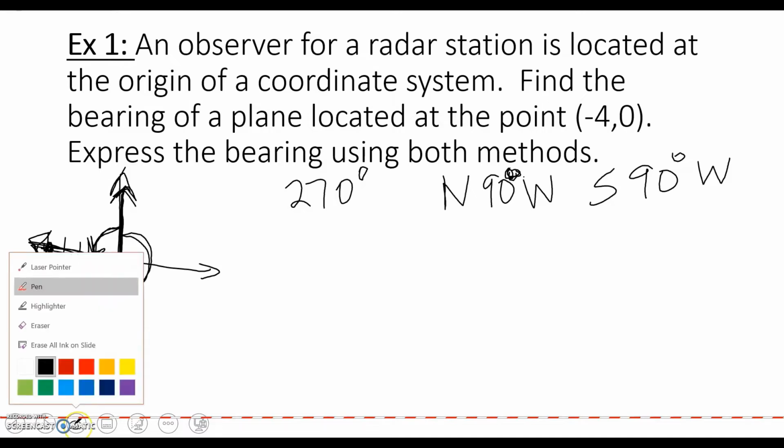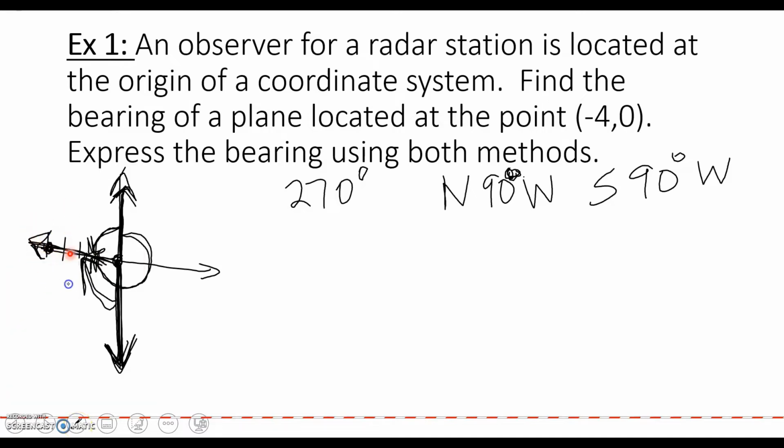So again, that plane is located here. The radar station is here, so you're measuring from this radar station. So the first method is, if you just use one angle, you would always measure clockwise. So that would be 270 degrees clockwise. Second method is, you start with the north line, you measure 90 degrees west.